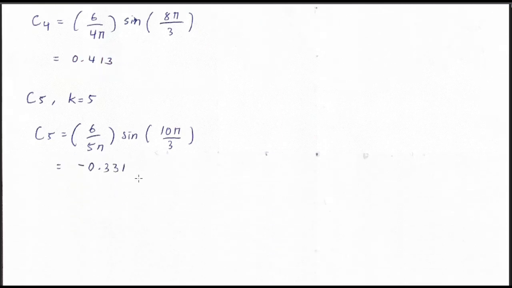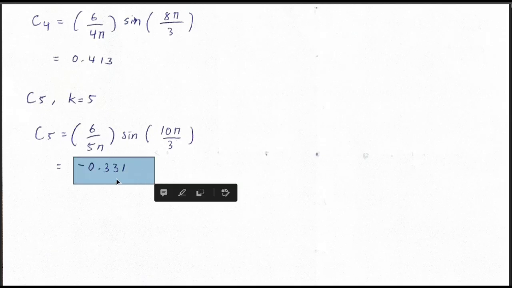It's the same for C2, k equals 2. C2 equals 6 over 2π sin(4π over 3) equals -0.826. C3 we got 0. C4, still using the same formula, equals 0.413. C5, 6 over 5π sin(10π over 3), equals -0.331.